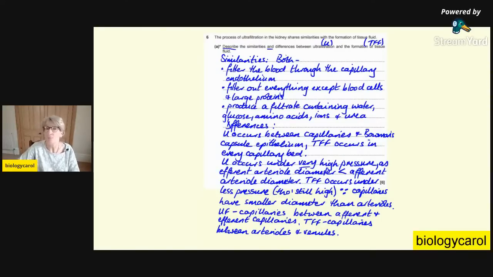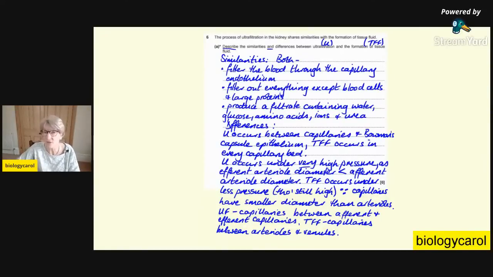So similarities: both filter the blood through capillary endothelium. Both involve capillaries. They filter out everything except blood cells and large proteins. They produce a filtrate containing water, glucose, amino acids, ions, and urea. Differences. Okay, some of these were okay, some of these were not. Ultrafiltration occurs between the capillary and the Bowman's capsule epithelium. Tissue fluid formation occurs in every capillary bed, because the tissue fluid bathes the cells.